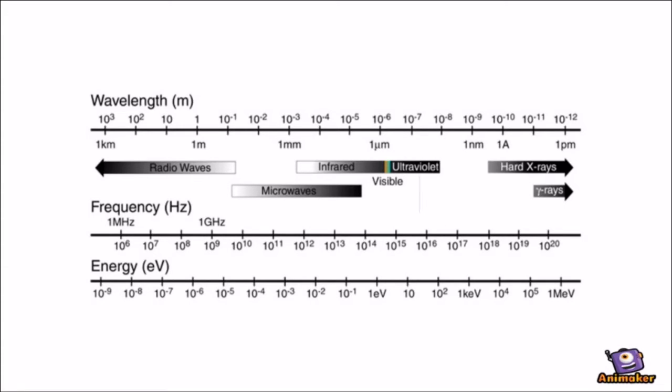Hard X-rays occupy the same region of the EM spectrum as gamma rays. The difference between the two is X-rays are produced by accelerating electrons, while gamma rays are produced by atomic nuclei. Hard X-rays have a frequency of 10 to the power of 20 Hz and a wavelength of 0.01 nanometers.